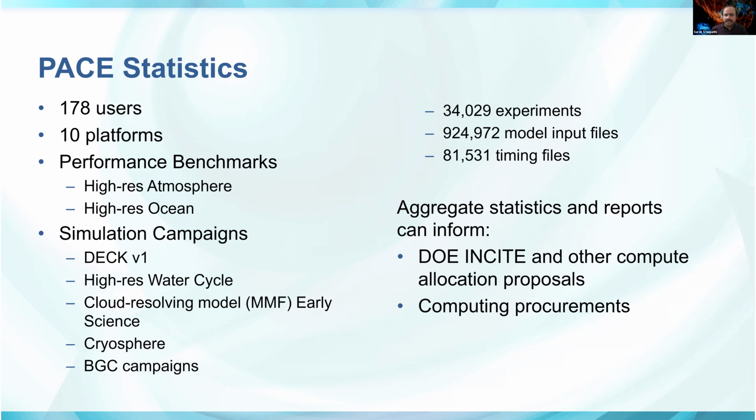Some of this data is useful for us to plan for compute allocation proposals. What kind of simulation campaigns are we planning to run, where are we planning to run, and how do we go after those large DOE allocation proposals. You need to demonstrate application readiness as well as an estimate of what resources you need. So it's very informative in terms of planning those things out.